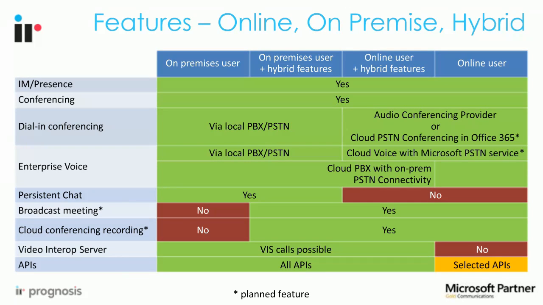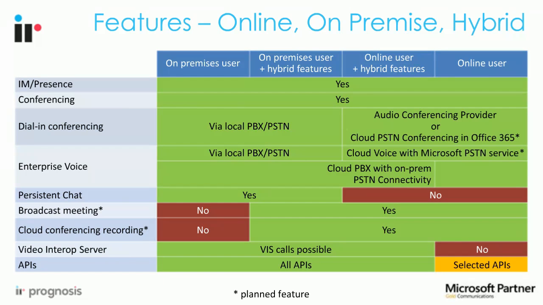But let's assume that you're an online user, a pure online or an online user in a hybrid deployment. At that point in time, the PSTN options for you are either to use our Microsoft PSTN services, which is today only available within the United States and UK, or you could also, as an online user, utilize on-premises PSTN connectivity, and we'll talk about that in detail in our future slides.